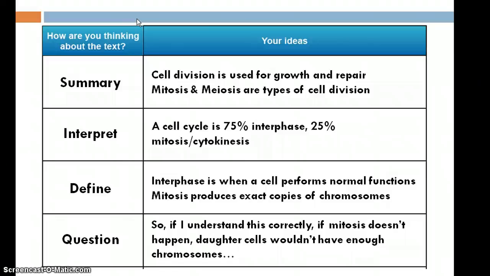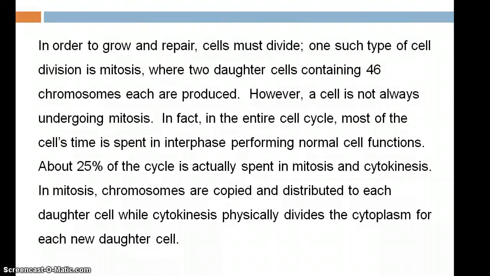Now, what you're going to do after you implement writing in the margins and you complete the table using several different angles of analysis of that text is that you're going to combine those into a summary. And so my summary reads, in order to grow and repair, cells must divide. One such type of cell division is mitosis. Now I go on to define that, where 2 daughter cells containing 46 chromosomes each are produced. However, a cell is not always undergoing mitosis. In fact, in the entire cell cycle, most of the cell's time is spent in interphase performing cell functions.